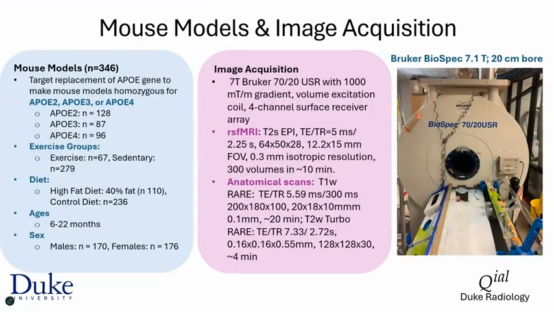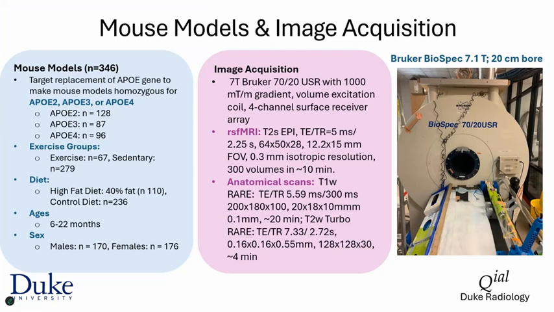We used 346 mouse models for our study. The majority of our mice belonged to the APOE2 genotype. We had around 110 mice for the high-fat diet group, and that meant they were on a diet with around 40% fat. Our mice ranged from ages 6 to 22 months. We also had a fairly even distribution of sex.